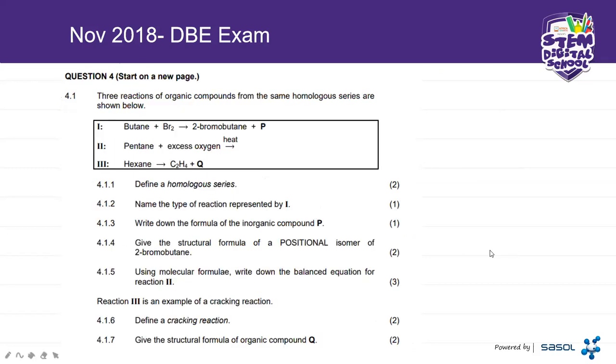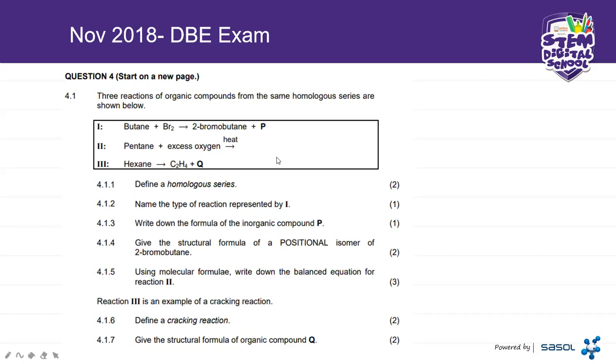Now they want to know in 4.1.2, name the type of reaction represented by number 1. Okay, what did I say, guys? Number 1, we already wrote it. So we're just going to plug it in and say substitution reaction because we've already established that before they even asked the questions. Okay, so write down the formula of the inorganic compound P. So here, 2-bromobutane. This is going to be HBr. I think it's HBr. Yeah.